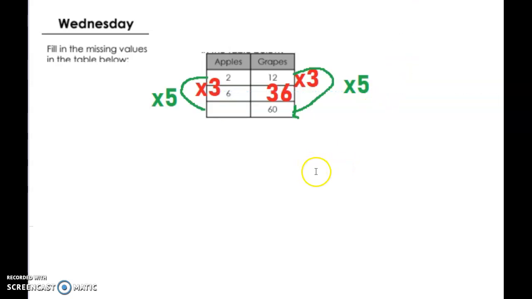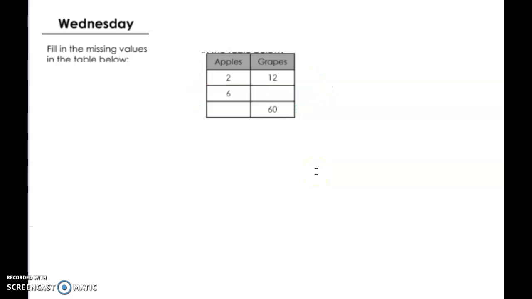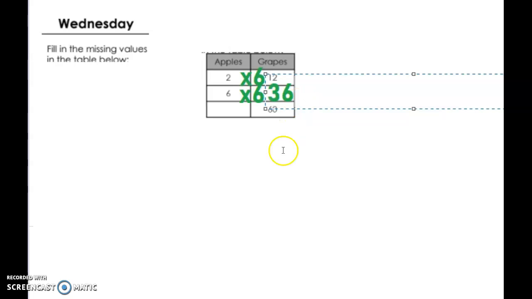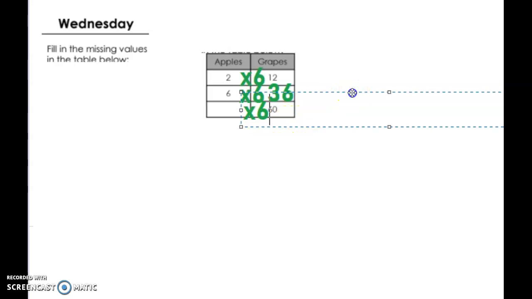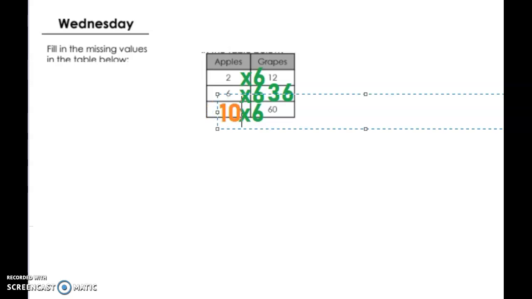The other way to do it is to figure out this pattern right off the bat. So 2 times what equals 12? If I just go across. So for every 2 apples, I have times 6, right? I have 12 grapes. So then 6 times 6 is going to be whatever my answer is, which is 36. And then I have something times 6 equals 60. So that something is going to be 10, right? 10 times 6 equals 60. So that's the other way of doing it. So you can figure out your pattern pretty quickly.